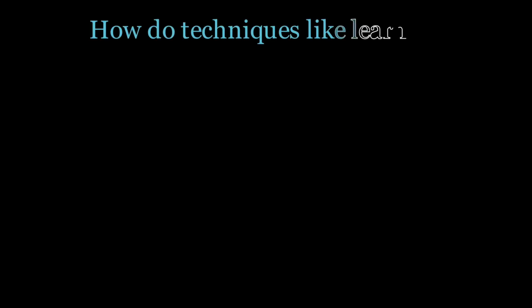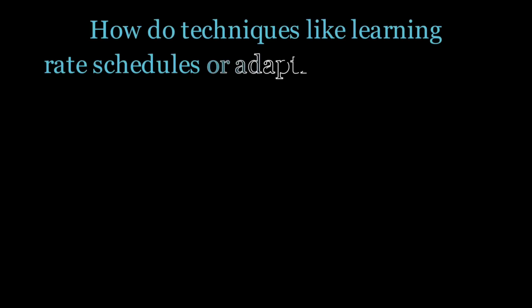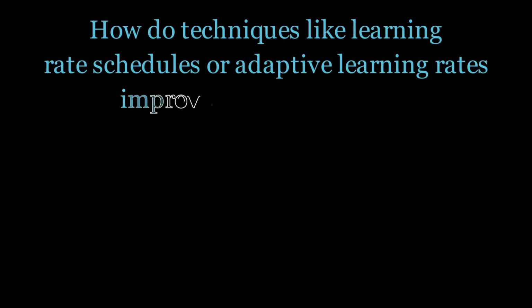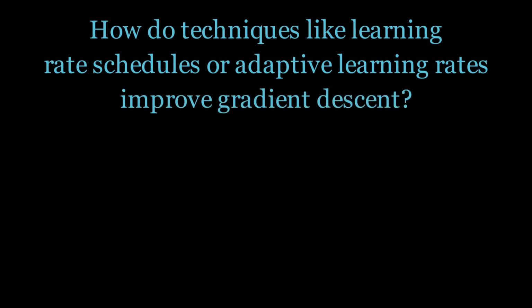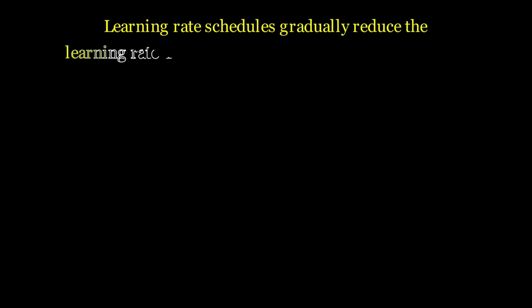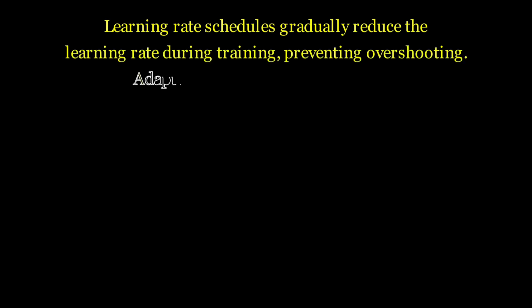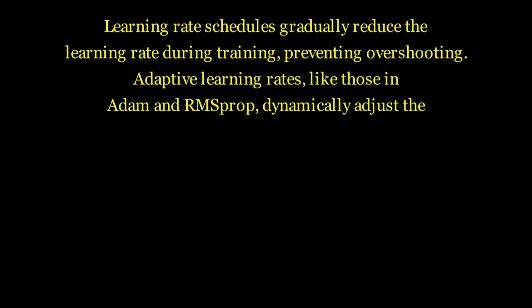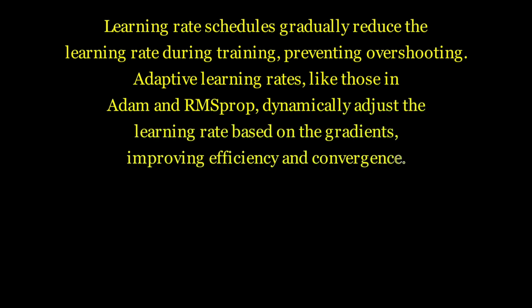How do techniques like learning rate schedules or adaptive learning rates improve gradient descent? Learning rate schedules gradually reduce the learning rate during training, preventing overshooting. Adaptive learning rates, like those in Adam and RMSprop, dynamically adjust the learning rate based on the gradients, improving efficiency and convergence.